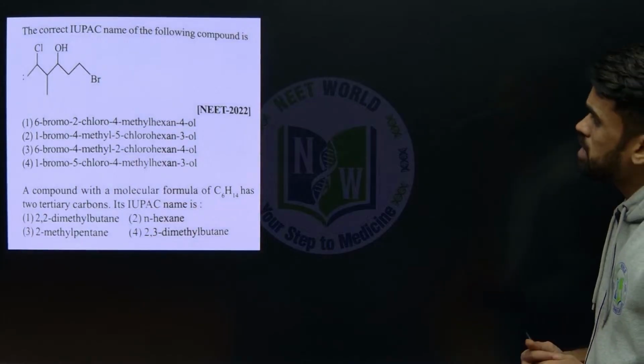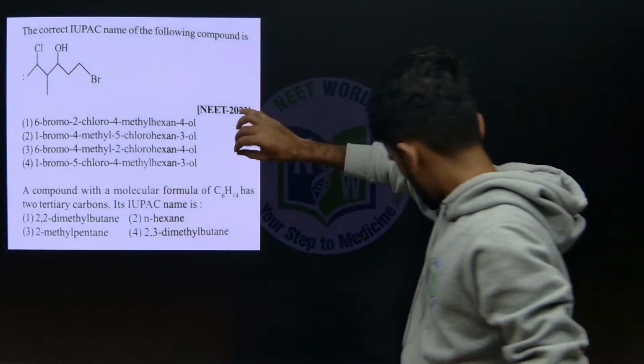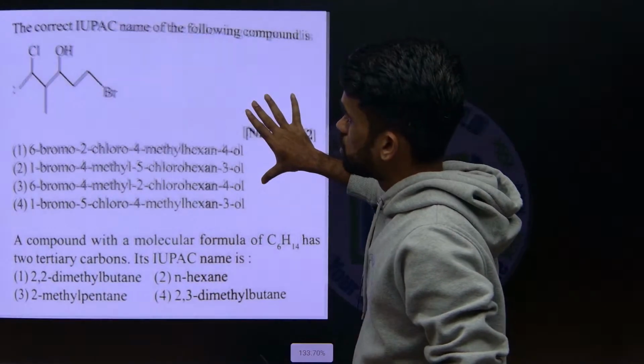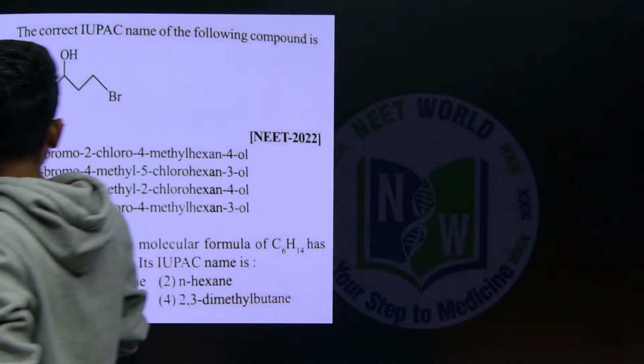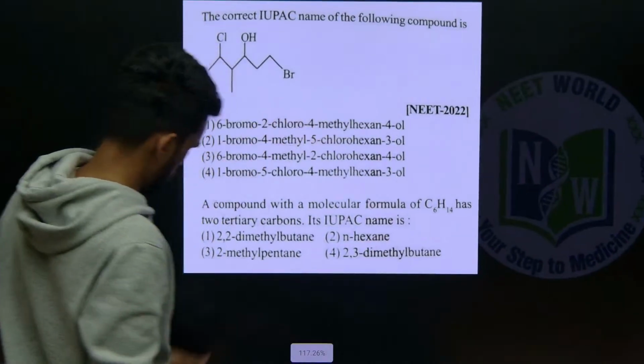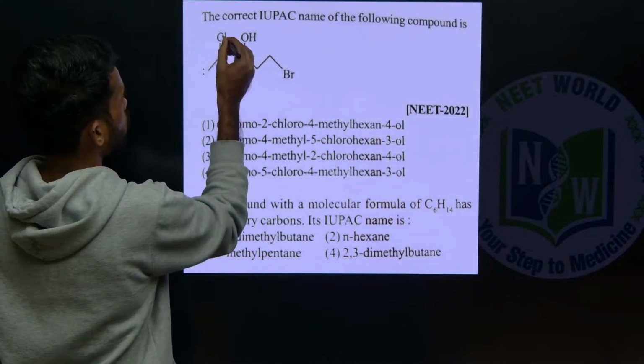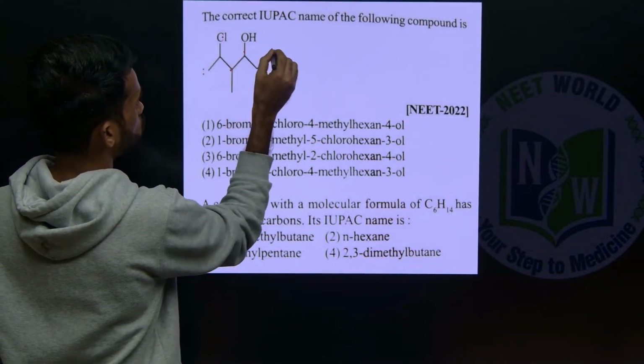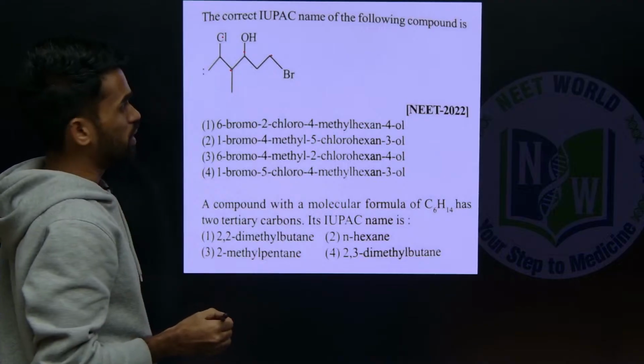Can you answer me this name? Yes, try this. So look at this, what is the compound given here. We have chlorine, methyl group, OH group and Br. So where do we start numbering?